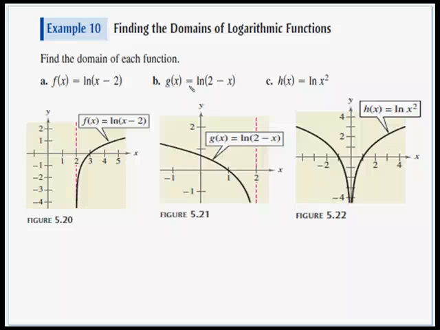Letter B. G of x equals the ln of 2 minus x. So we're sort of flipping our graph around the line x equals 2. So here's our line x equals 2. The ln graph usually looks like this, up and to the right increasing, but now we're going to shift that and reflect it here to the negative, or the left side of our asymptote. So what is our domain going to be? Well, it's going to be all the numbers between negative infinity and 2.